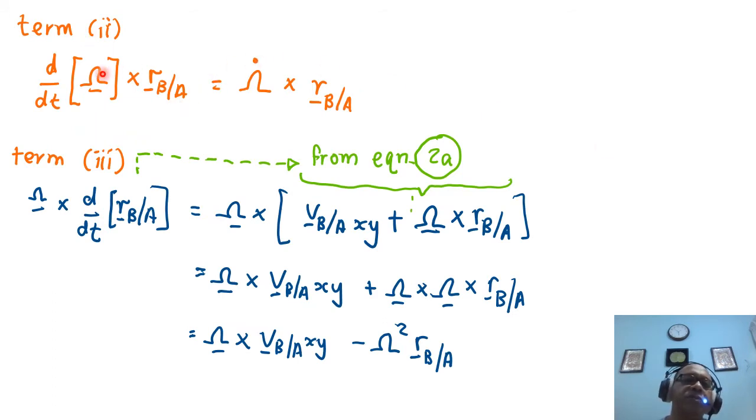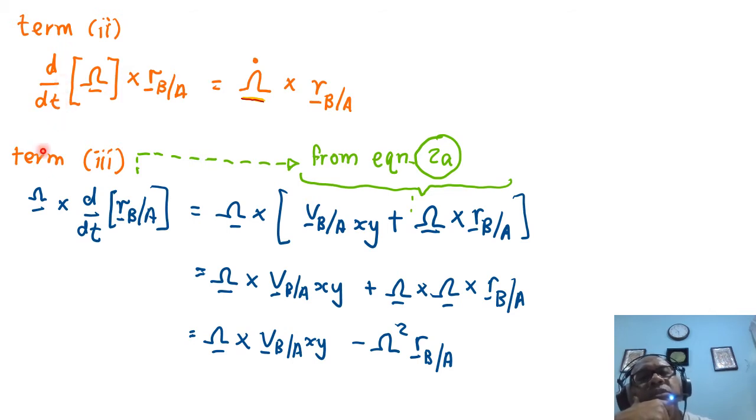So term number 2 is d over dt of omega cross position vector B relative to A. So omega becomes omega dot cross position vector B relative to A. So term 2 is quite straightforward.